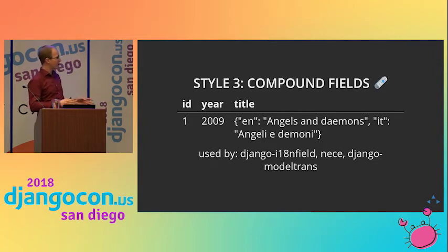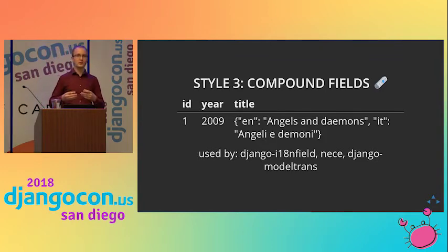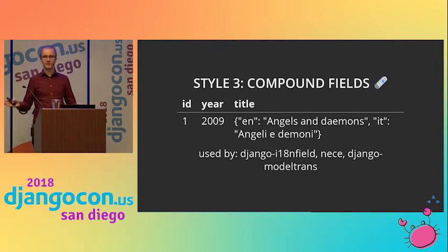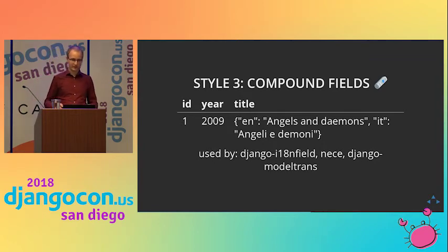django-modeltrans is a bit different than the other two. It uses not one JSON column per translated column, but only one JSON column for the whole table, no matter how many fields you translate. But apart from that, those are pretty similar.